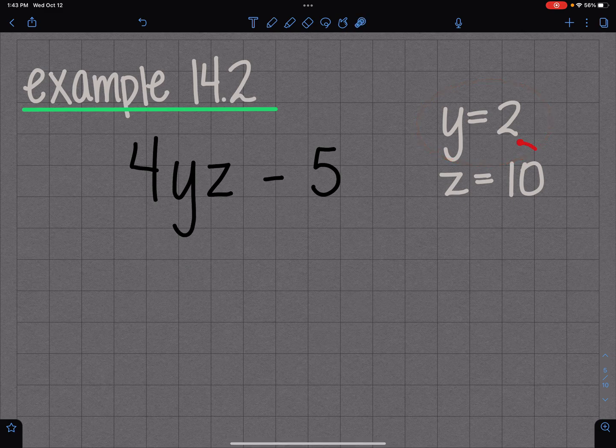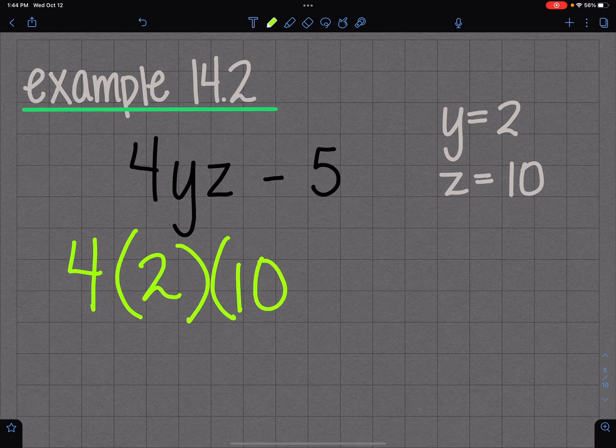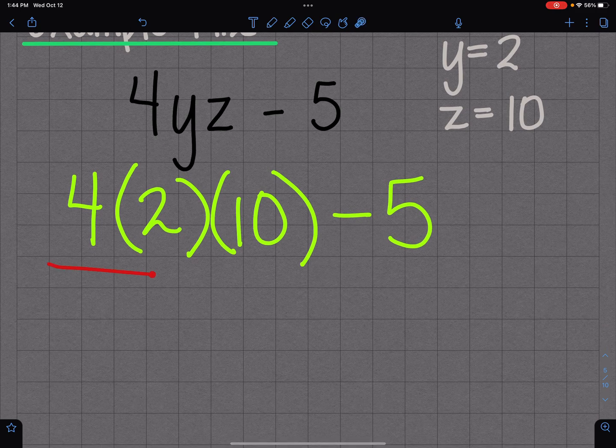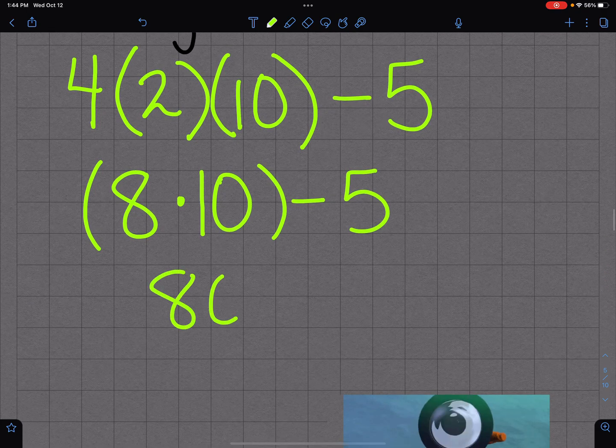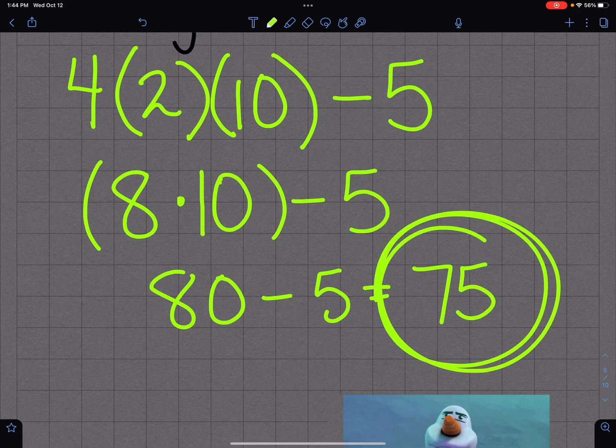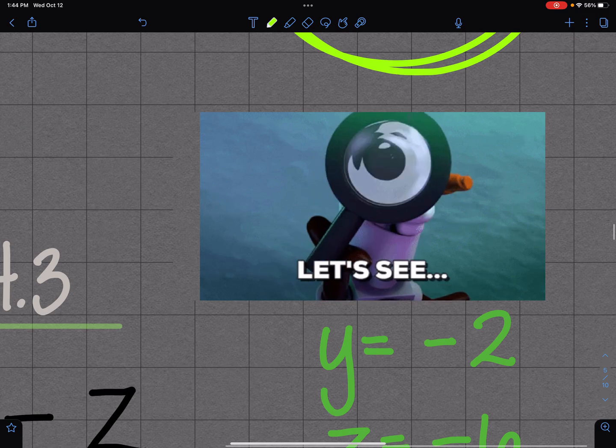Y is equal to 2, z is equal to 10. So bring everything else down. Bring down the 4. The y is going to be equal to 2. First thing, just write it all out. Bring everything else down. Then look at it. What do we do with order of operations first? We do multiplication. 4 times 2 is 8 times 10 minus 5. Now we're going to do that first. So we have 80 minus 5, and that's 75. Final answer. Okay? Let's see what they are going to do next.